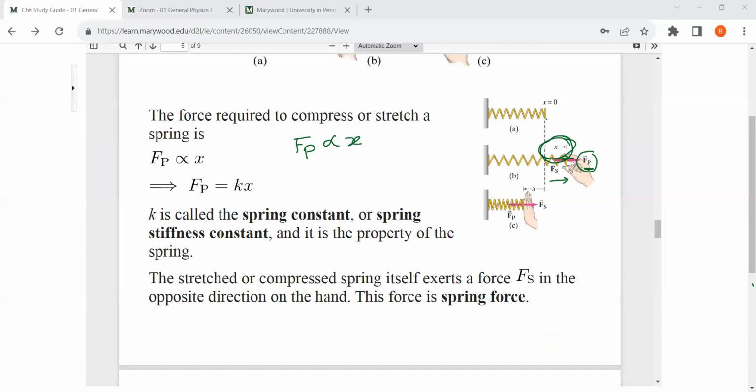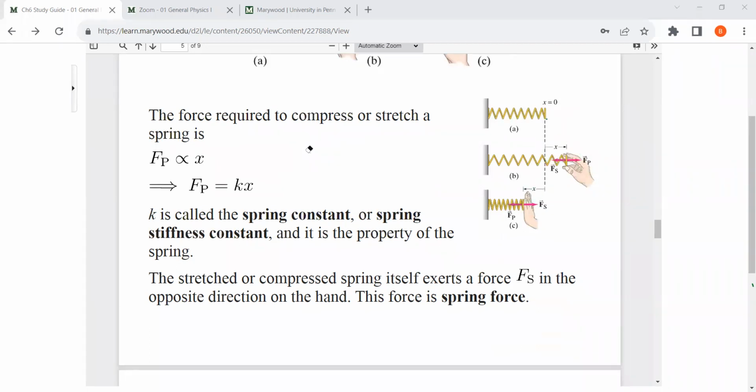If you push it hard, you can compress it a lot. If you push it gently, if you compress it gently, the displacement in this direction will be less. If your force is less, the displacement will be less. If your applied force is high, the displacement will be large.